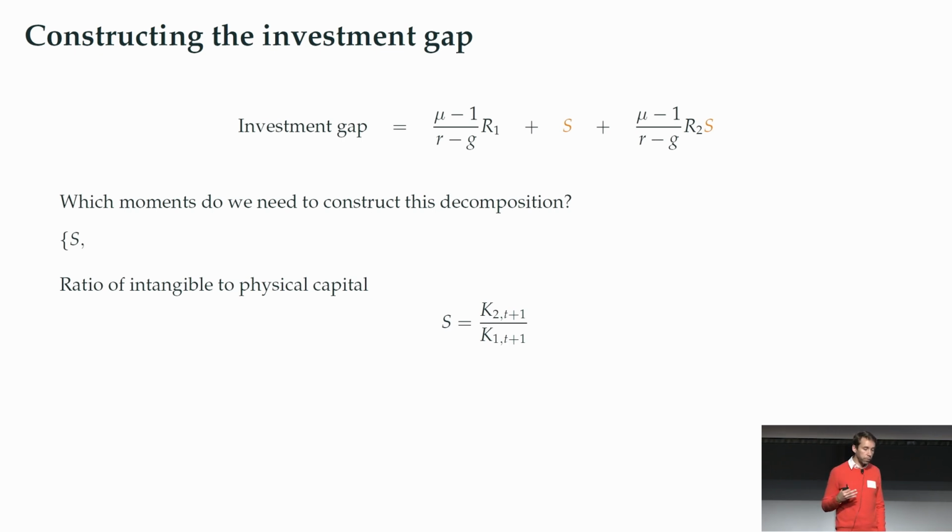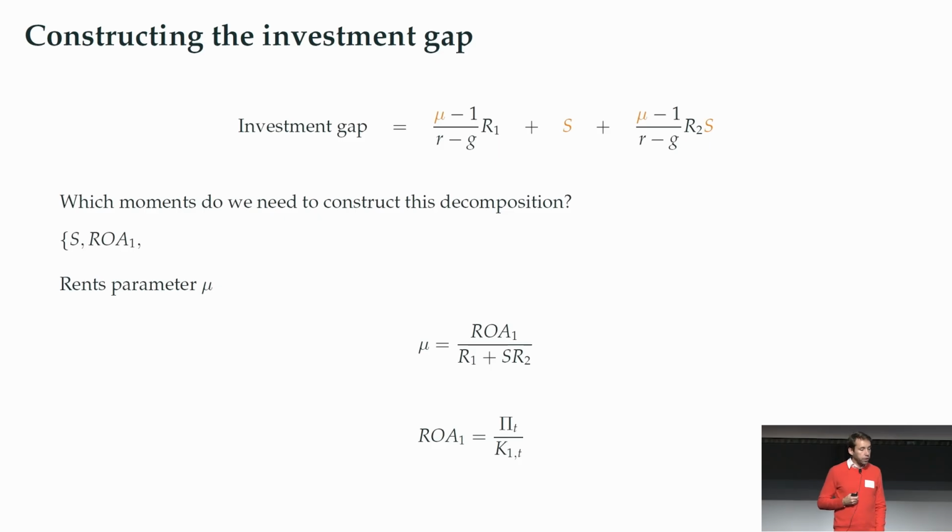Because we don't want our results to essentially just say, oh, intangible assets soak up all the valuation variation that we cannot explain otherwise. So we're going to take a stance on different measures of K2, intangible assets, relative to K1. And that's going to be one moment we have in the data.